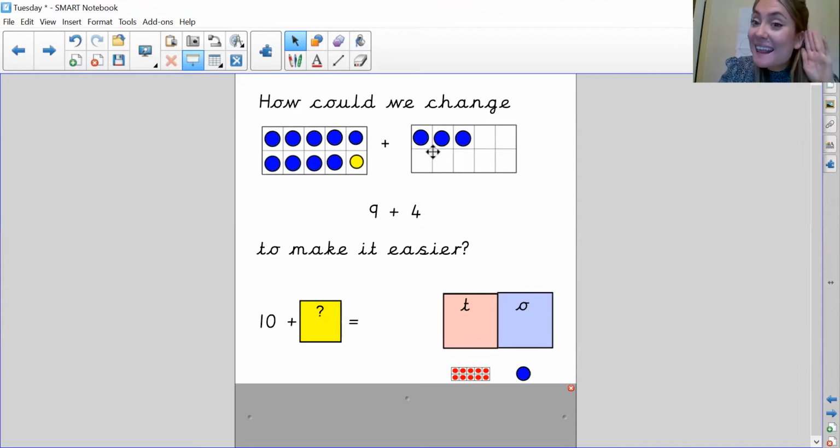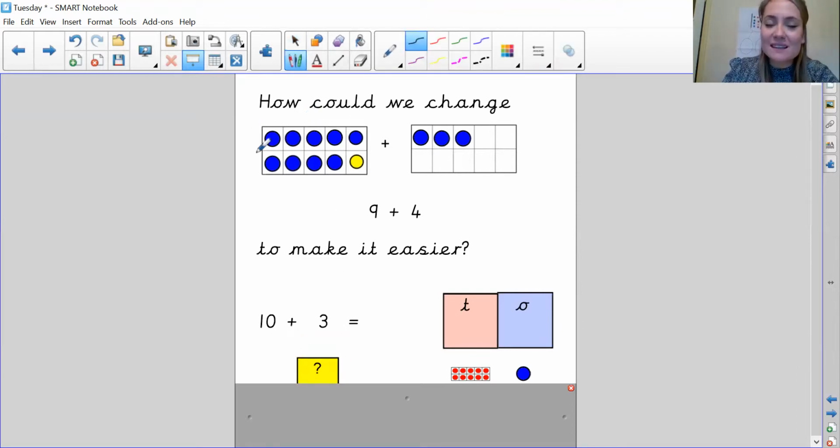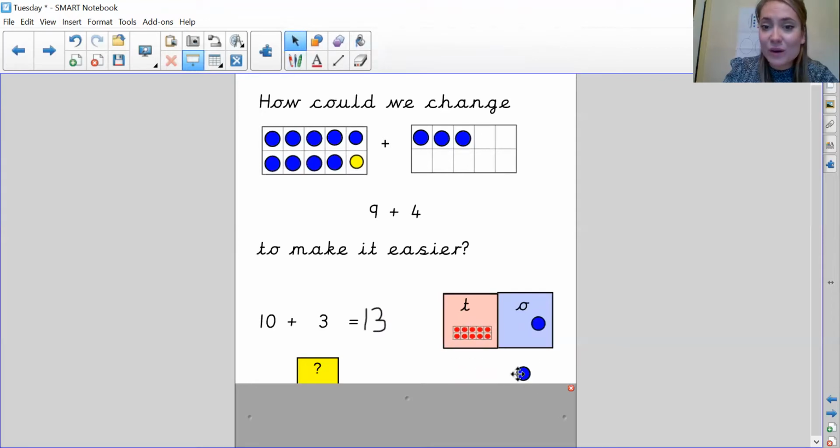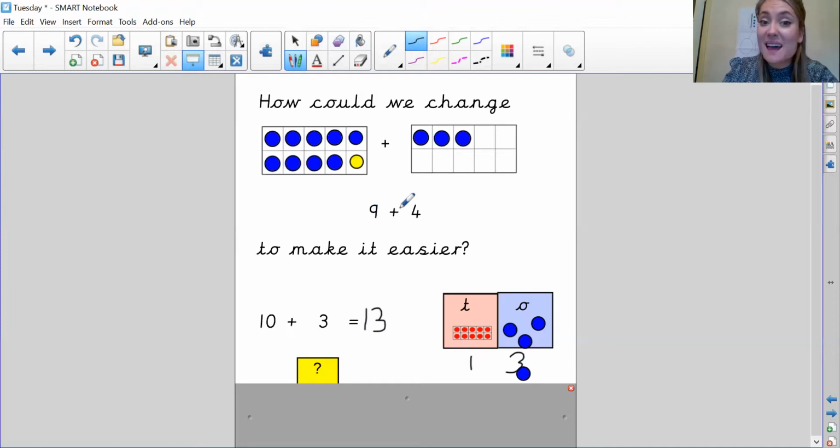How many is over here? 3, that's right, well done. So look, 10 and 3, so I've got 1 10 and 3 1s makes 13 because that's 1 10 and 1, 2, 3. Can you see? 1 10 and 3 1s makes 13. So I know 9 add 4 is actually 13. They are the same.